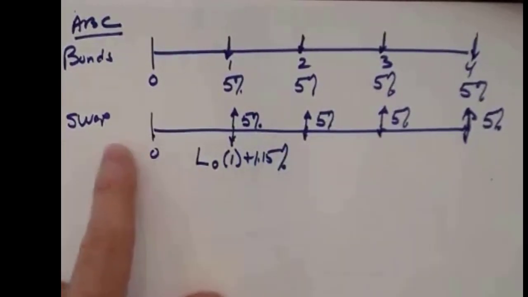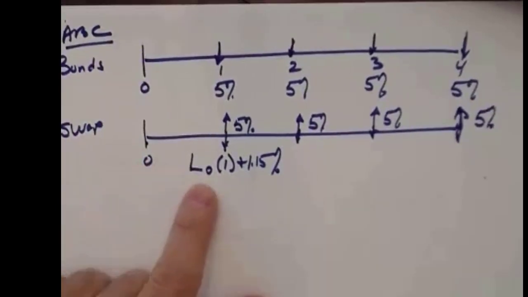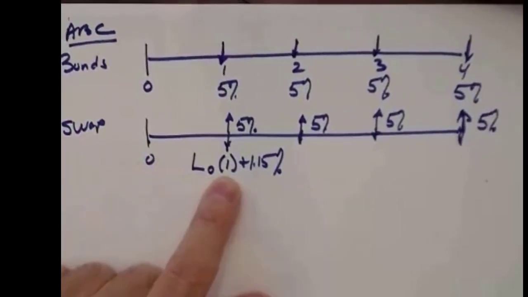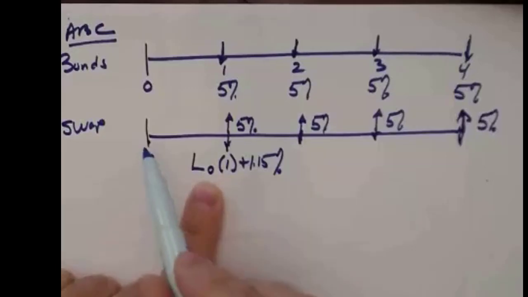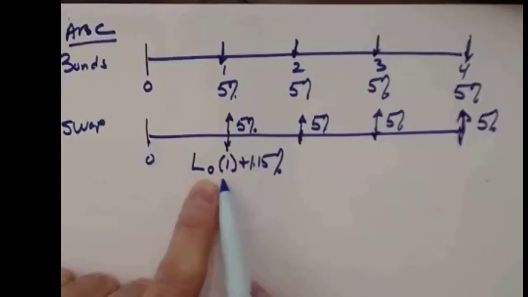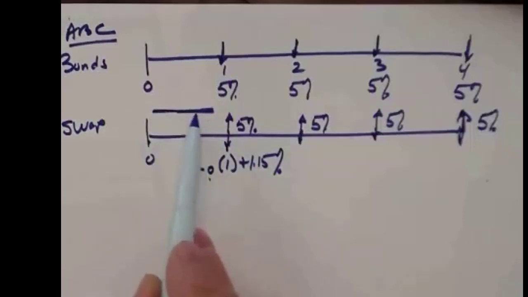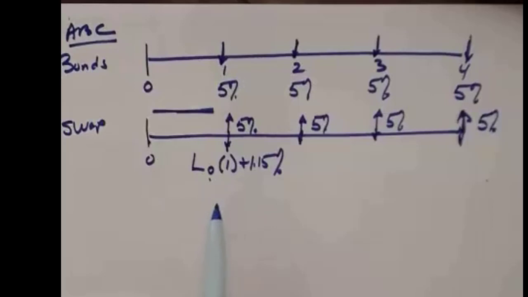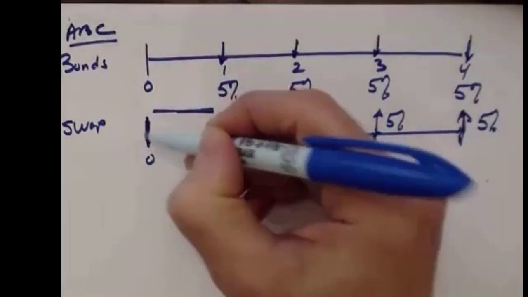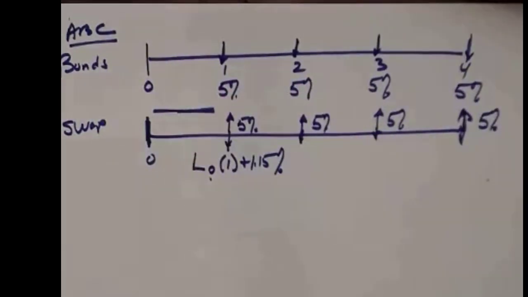And we see that ABC, when they enter the swap, is going to pay LIBOR, an interest rate that was determined at this point. That's what the 0 stands for. And it covers a 1-year period, so from here to here is 1 year. That's what this interest rate covers. It's known as a spot rate because this is the interest rate that starts on the spot, so to speak, right at time 0 where we stand now. It's going to pay that variable rate, L plus 1.15%.